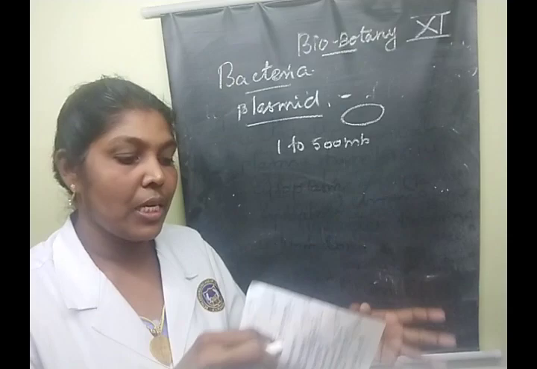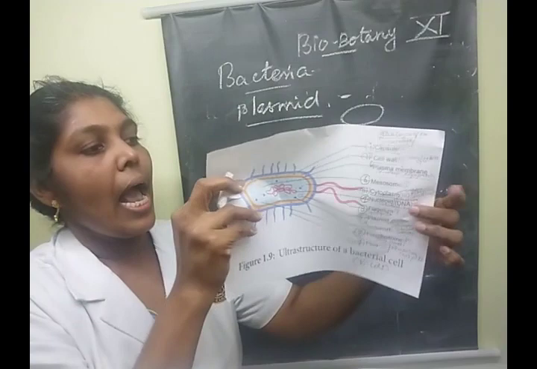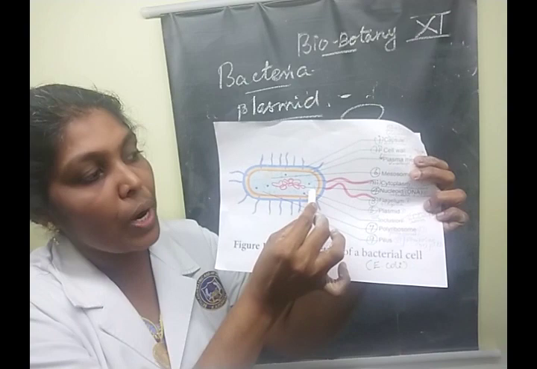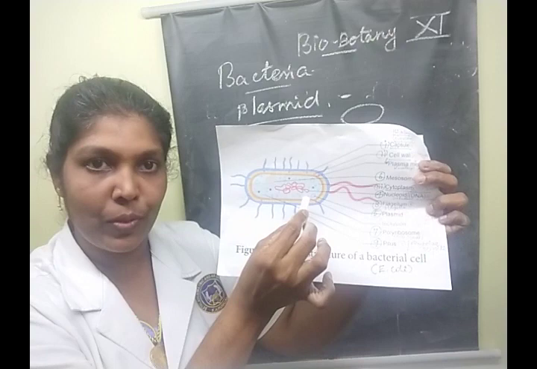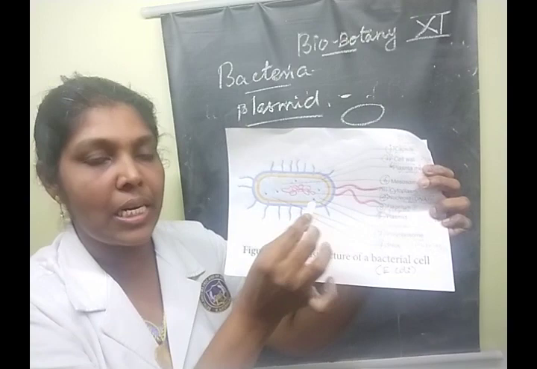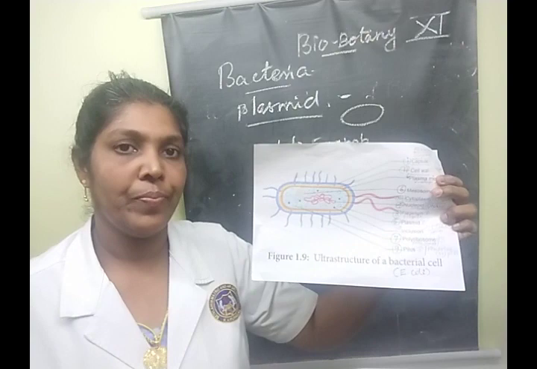Next one, these plasmids produce toxins and bacteriocins. Toxins and bacteriocins are produced only in the plasmid, not in the bacterial chromosome. Clear? This is also another type of chromosome only. So only in these regions are the bacteriocins and toxins produced. Understood, children? Say yes or no? Yes.